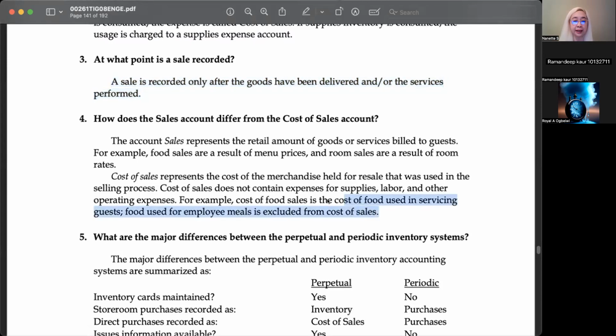Now, Raman, can you tell me the difference between sales and cost of sales?